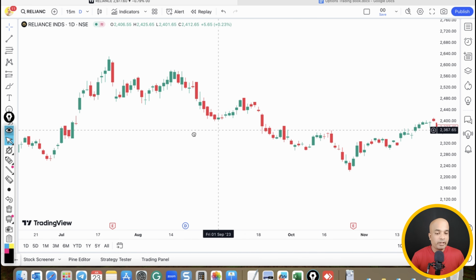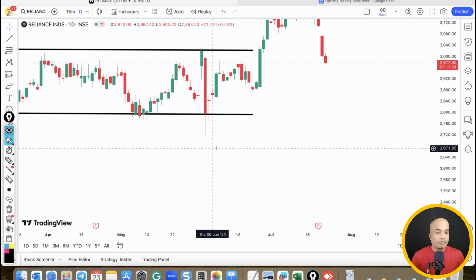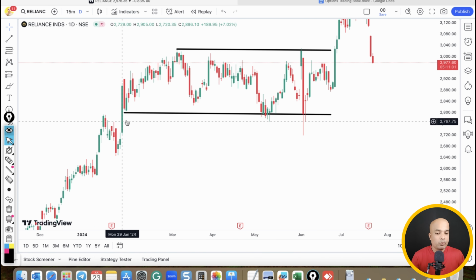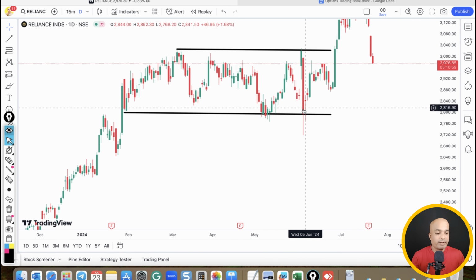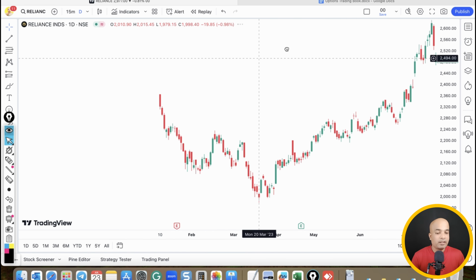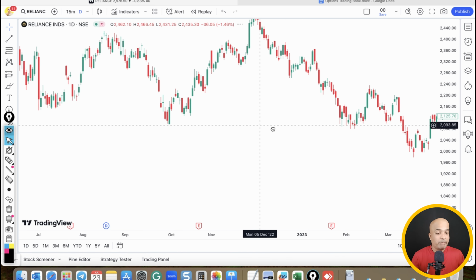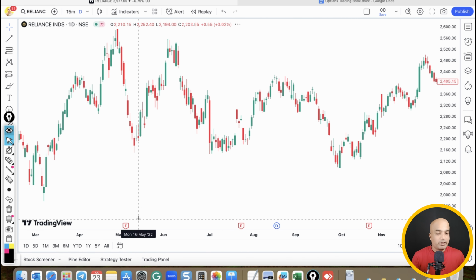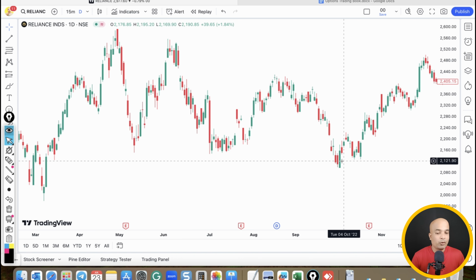For example, if I go back, see here also I connected one peak, two peaks, and I've connected 3 peaks, right? Here also, if you look at the resistance, I've connected one peak here, one peak here. So I connected around 3 peaks. So you should try to connect as many peaks as possible. See, if you draw a trend line like this, you will be able to connect 1 or 2, 3, 4 peaks, right?